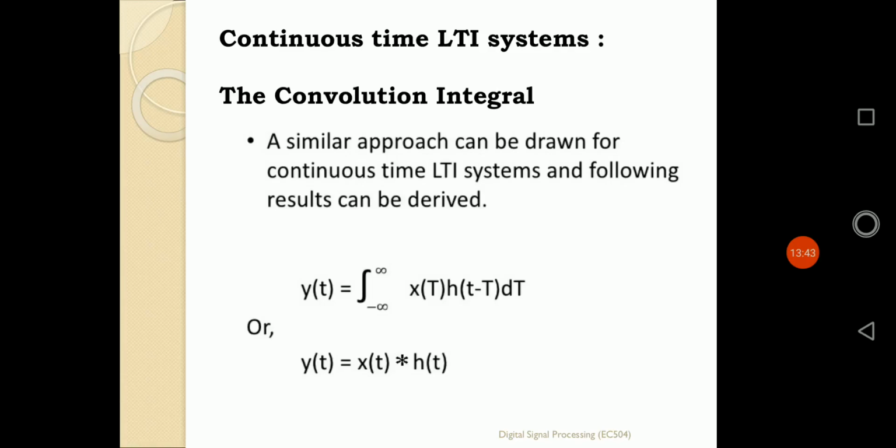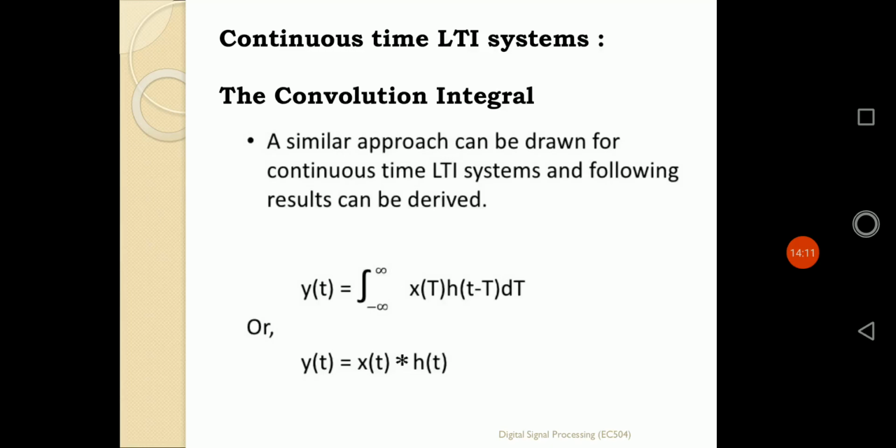x of k becomes x of capital T. h of n minus k becomes h of t minus capital T. And overall that integration will be with respect to the value of capital T. So simply it can be defined as y of t is nothing but the convolution integral of x of t with h of t.